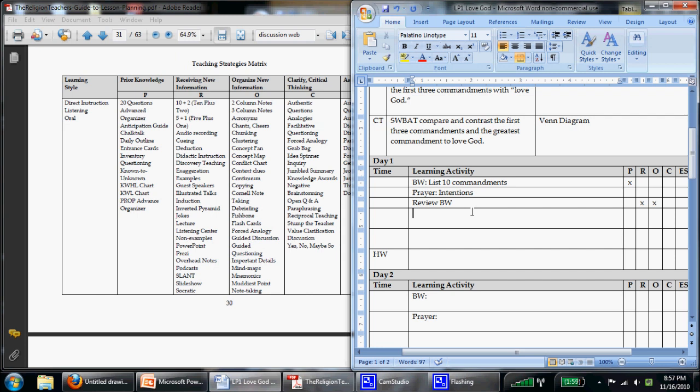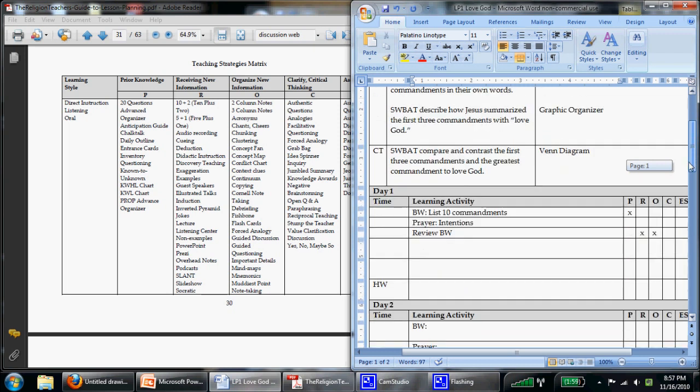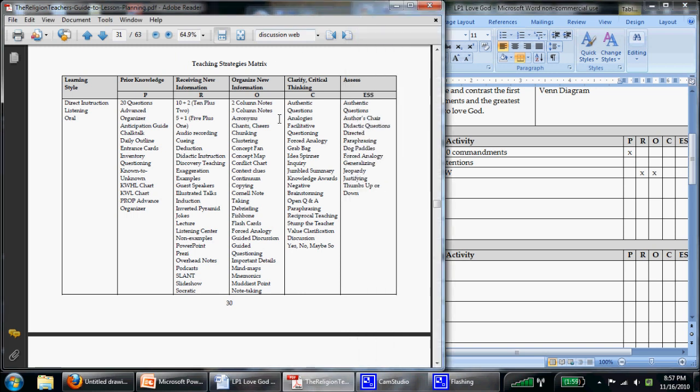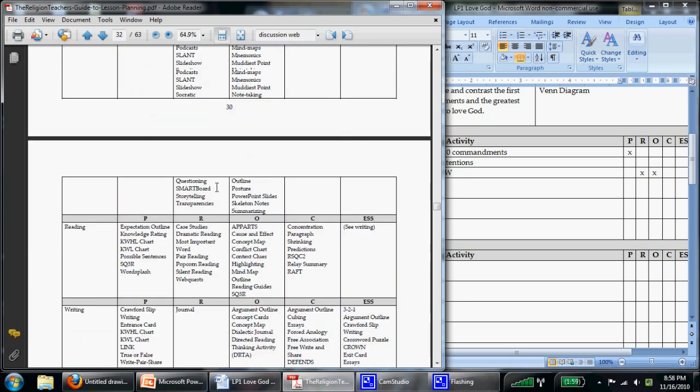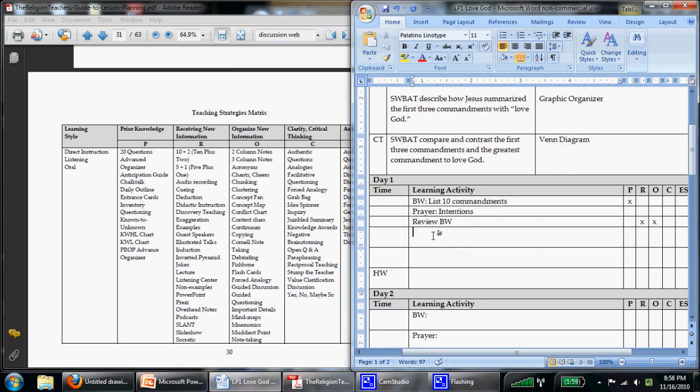The next thing I'm going to probably do is, because our first objective here is going to be to list the first 3 commandments, help them memorize those first 3 commandments. So I might look at my sheet here, the teaching matrix, and I'm thinking, okay, what can I do to help not only receive but organize the information in a certain way? What I might do is either one of these direct instruction activities, because I know that I'm going to ask them orally as an assessment. What I'd maybe do is take a little activity from the music part, the music intelligence, and just make a chant for the first 3 commandments.